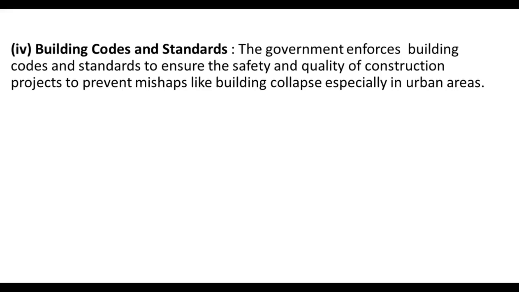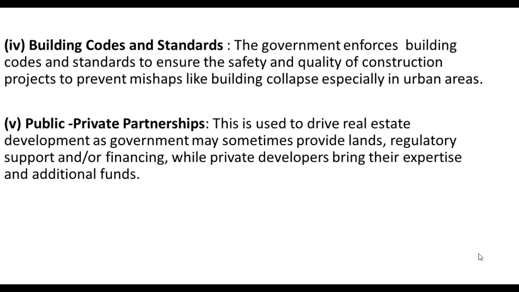So the next function of the government is building codes and standards. The government ensures that people comply with laid down codes and standards, laid down rules that will help in construction of houses, construction of roads, and every other thing. The government ensures that buildings or structures in Nigeria are safe. The next thing that the government does is provide public-private partnerships. These are strategic partnerships used to drive development. Sometimes the government may provide lands, support, or even the financing of some capital projects, while the developers will now bring the expertise and make something work.